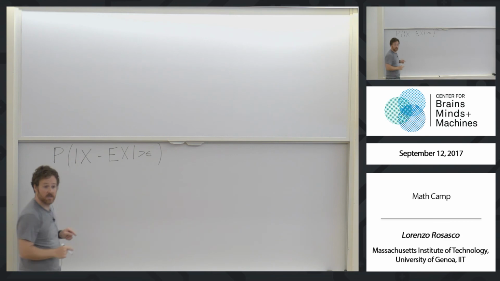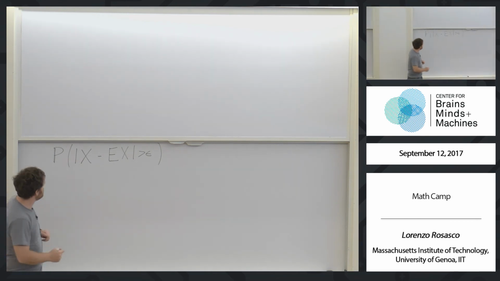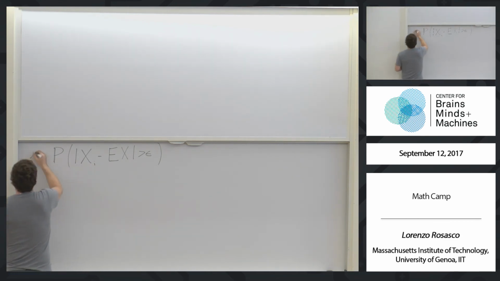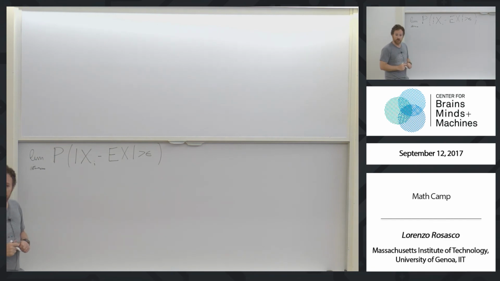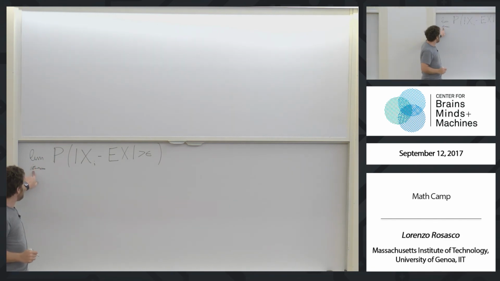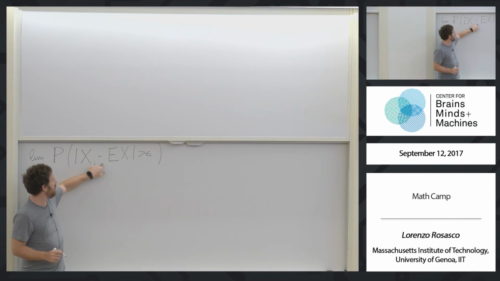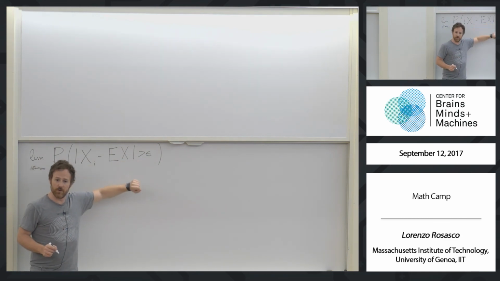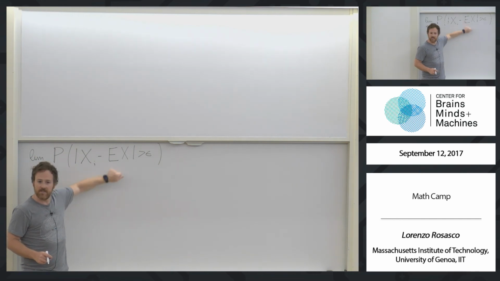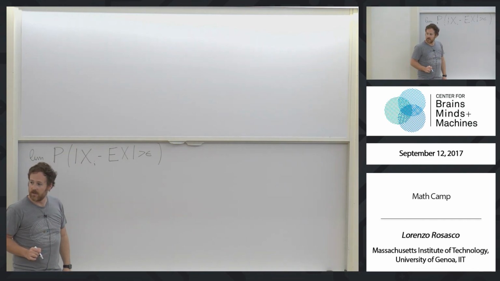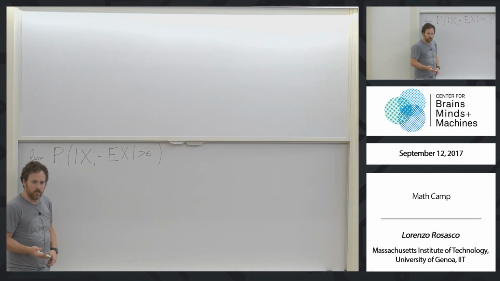I want to control this and show that as i goes to infinity, this goes to 0. The limit as i goes to infinity of the probability of |Xi minus EX| bigger than epsilon goes to 0, where all these Xi are identical and have the same expectation. This is the definition of a sequence of random variables that converge weakly. How do you prove something like this?